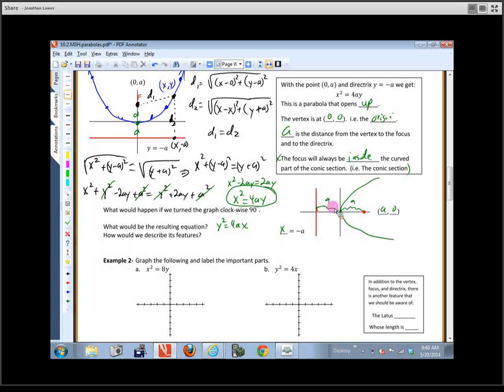Let's talk just for a second about why we'd want to know about a parabola. Has anybody ever seen a parabola in use?